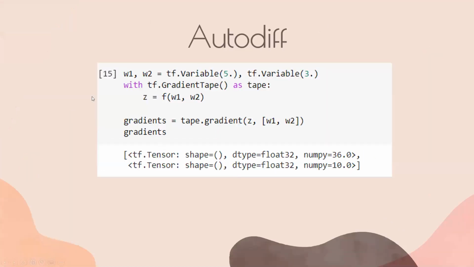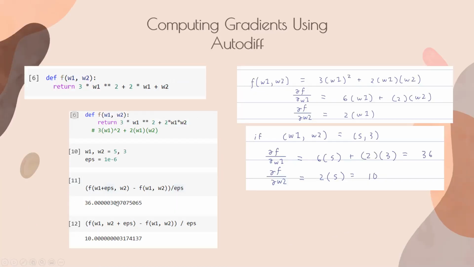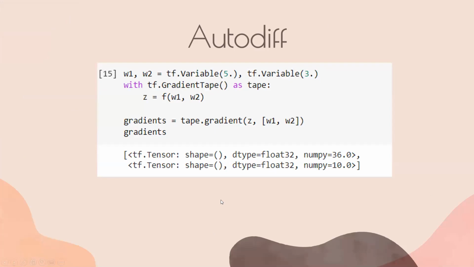So something special that we can do, however, is autodiff with TensorFlow. I showed you the manual way in which we calculate our partial derivatives, but here we can have TensorFlow actually do it for us, which is very nice. And notice before, these values were approximate, like 36.00003 and 10.0003. But here I have the exact numbers. I have 36, I have 10. So TensorFlow actually can do it for us.